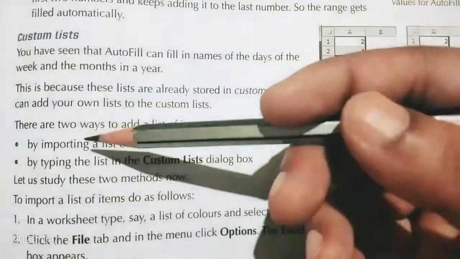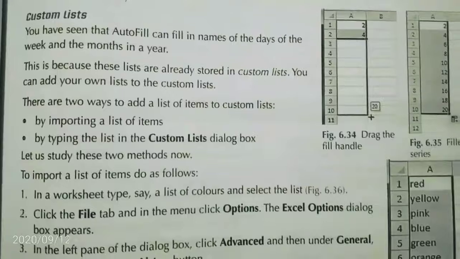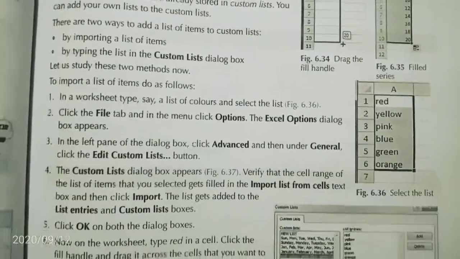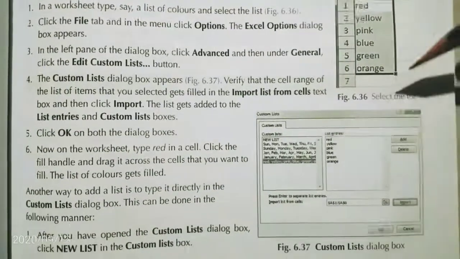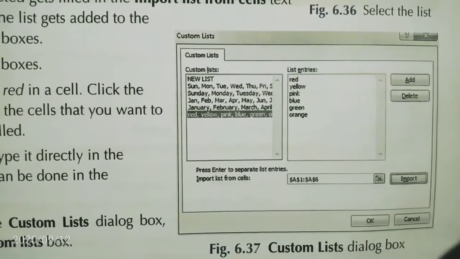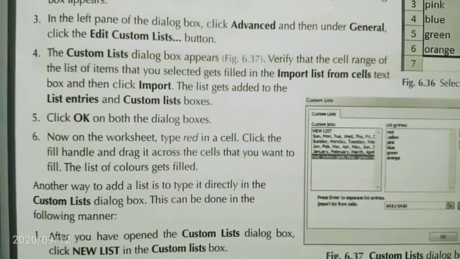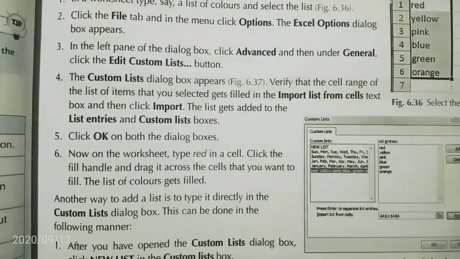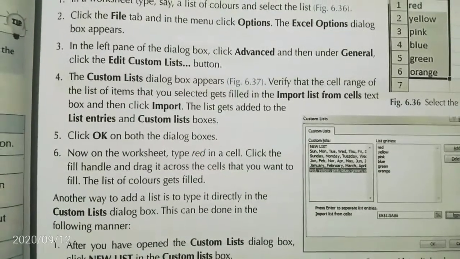So there are two ways: by importing a list of items, or by typing a list in the custom list dialog box. Okay, by these two ways we can also create a custom list that will autofill our data in our cells. So this is the custom list dialog box where you can add your own data. I will show you how to add your own custom list. Everything I will show you on the computer. So you read properly all the things whatever I have taught now, and then we'll see the computer. Whatever practicals there are, I'll show you. Okay.